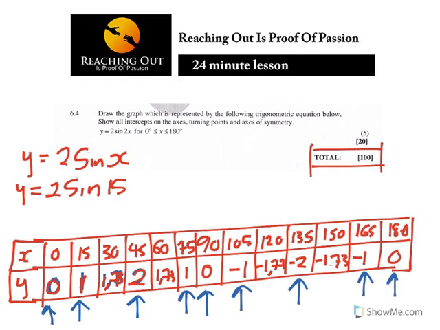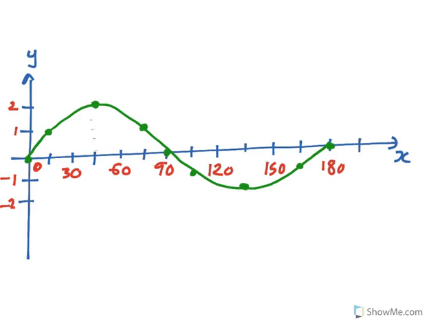The next one says turning points and the axis of symmetry. Now let's look at the turning points. That is one turning point that they wanted you to show. So x is 45, and looking at the graph it is 45, 2, and in this one it is 135, minus 2. These are the turning points that they wanted to show.